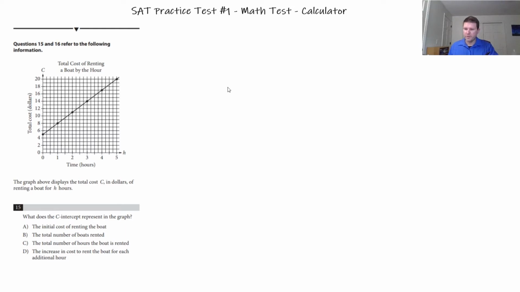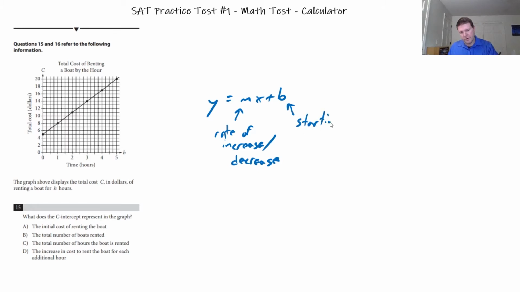15 is pretty important just because it provides a nice review of something kind of important, right? In slope-intercept form equations, your m, or your slope, is always your rate of increase or decrease, right? And then your y-intercept is always your starting amount or a flat fee.